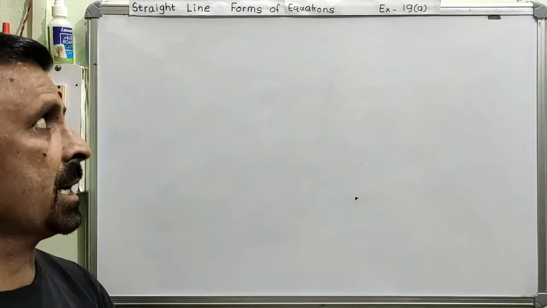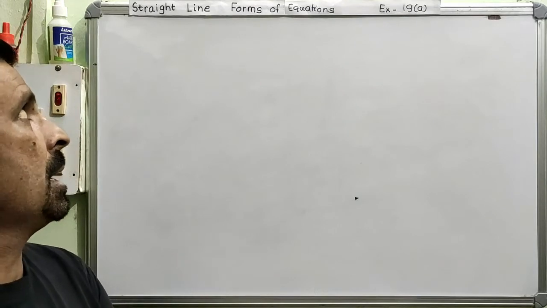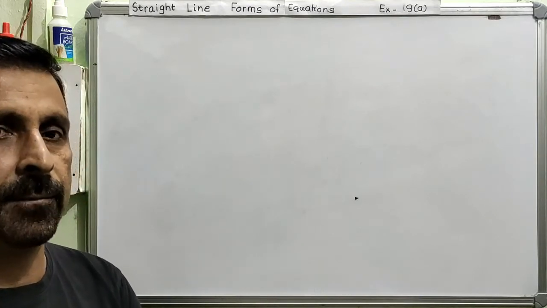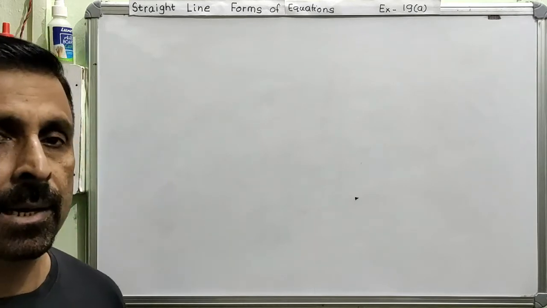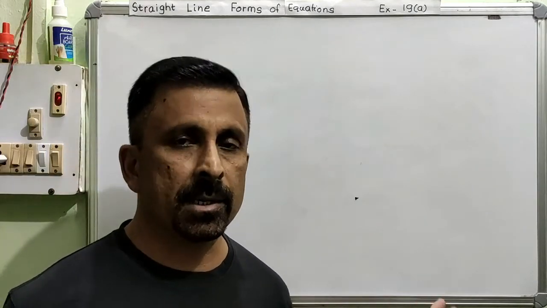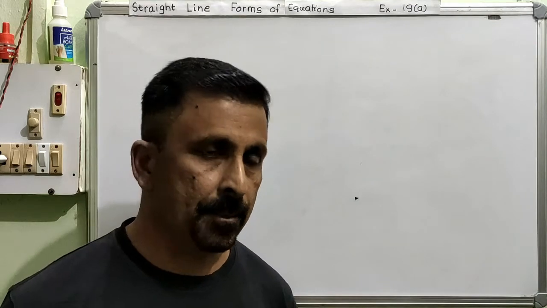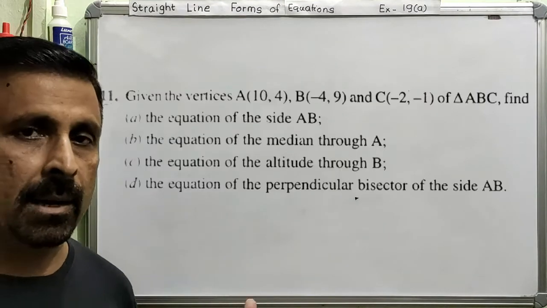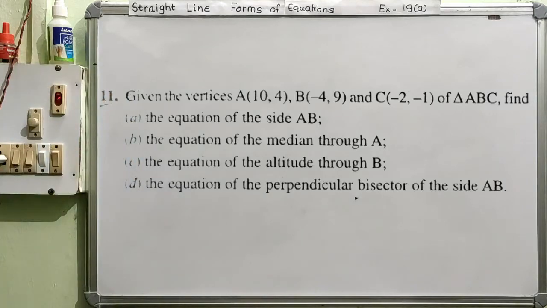Good morning. Today we are going to continue with the straight line, where we are learning the different forms of equations of a straight line. This is the third video for exercise 19a. Today we are going to start with question number 11. So look at the board, question number 11, and what it says.